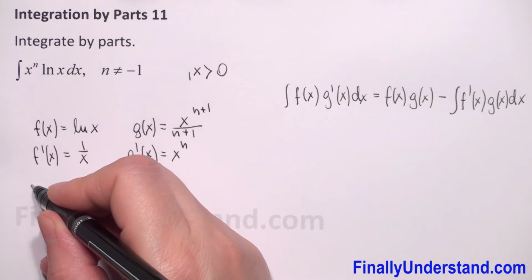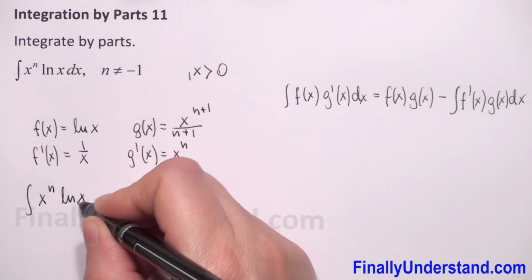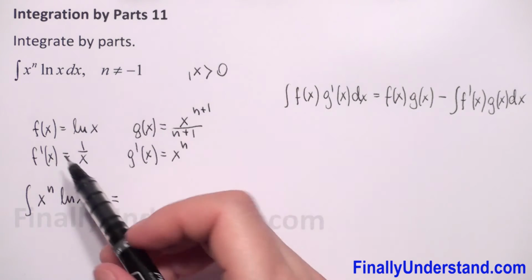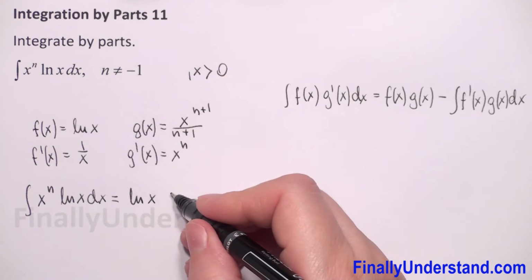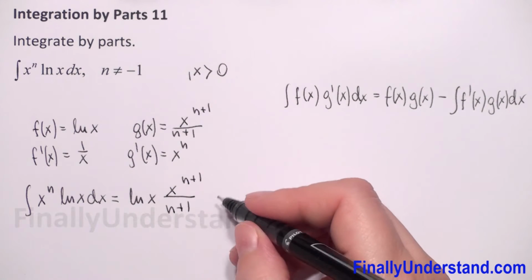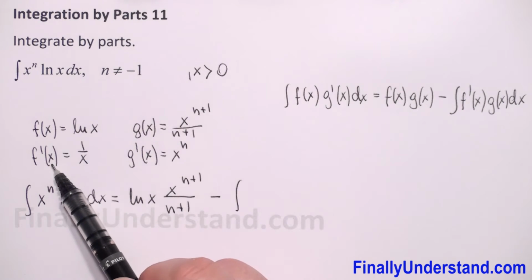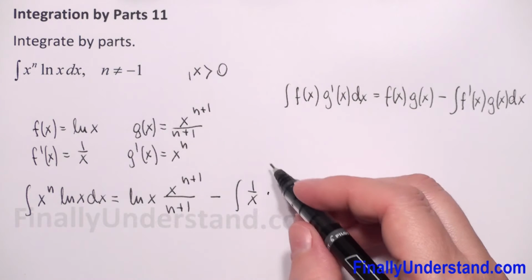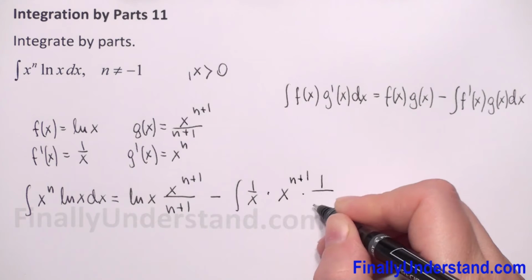Let me rewrite our example. We have the integral of x to the power n times the natural logarithm of x with respect to x. This is equal to, first, we have to multiply f times g. So f is equal to the natural logarithm of x, and g is x to the power n plus 1 over n plus 1. Next we have a negative sign, and we have the integral of f prime, which is 1 over x, times g, which we can write as x to the power n plus 1 times 1 over n plus 1.